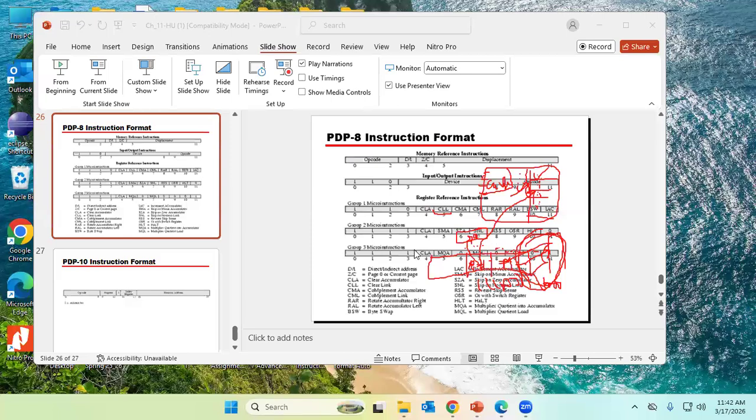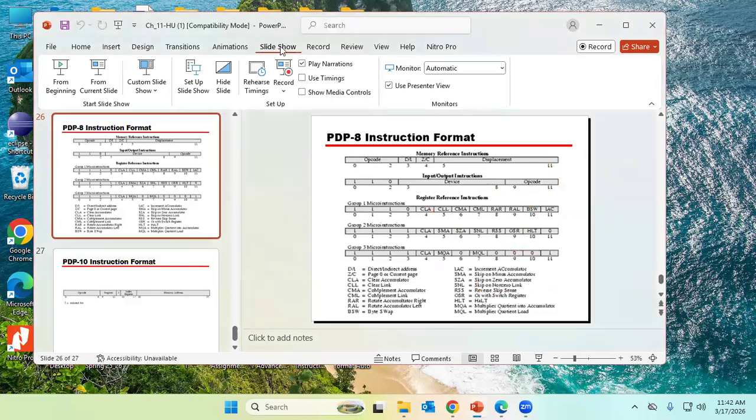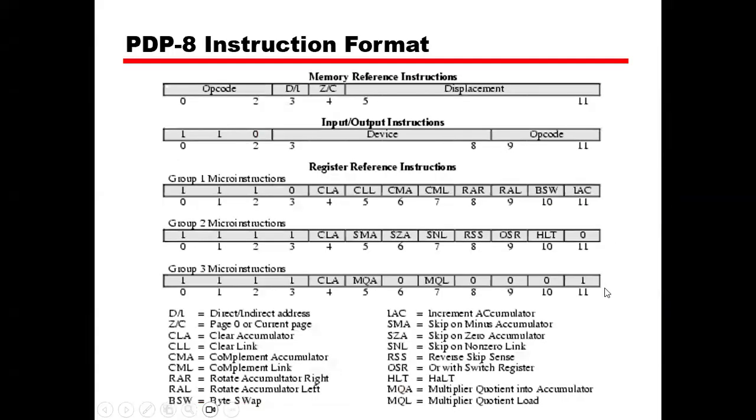What am I doing now? I want to stop this. First, let me clear it. Clear all drawings. And then close it. And then what? Slideshow. And then from current slide, I wanted to look in larger font. Okay. This is larger font, guys.